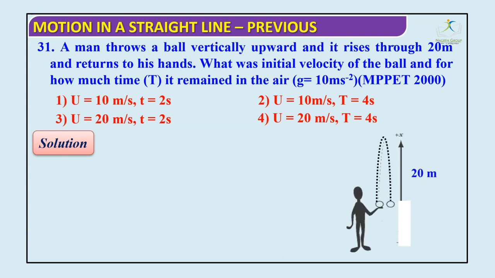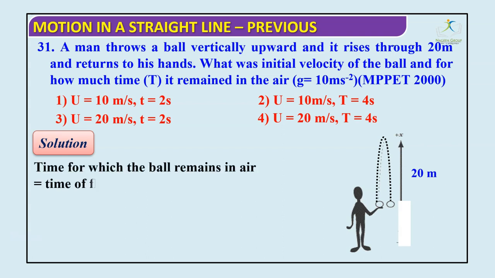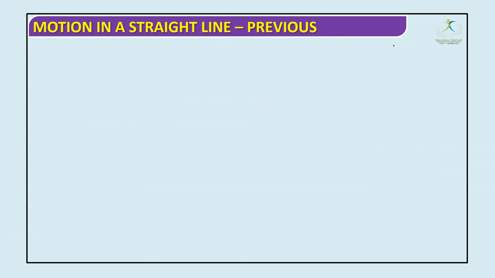So as you can see in this diagram, a man is throwing the ball vertically upward, but because of gravity, it will fall down. So it covers a height of 20 meter. So the time for which the ball remains in the air is equal to the time of flight. And we know initially the ball will be at rest. So the maximum height we know from projectile motion, h is equal to u square by 2g.